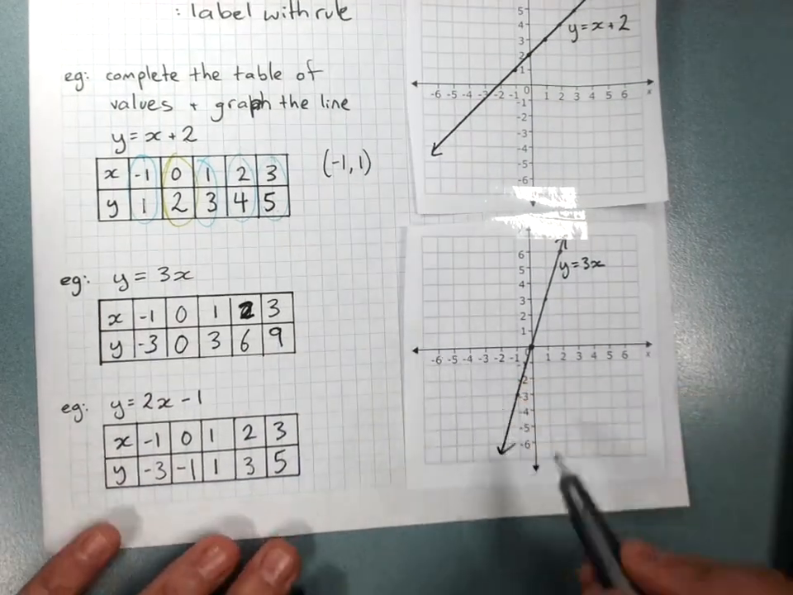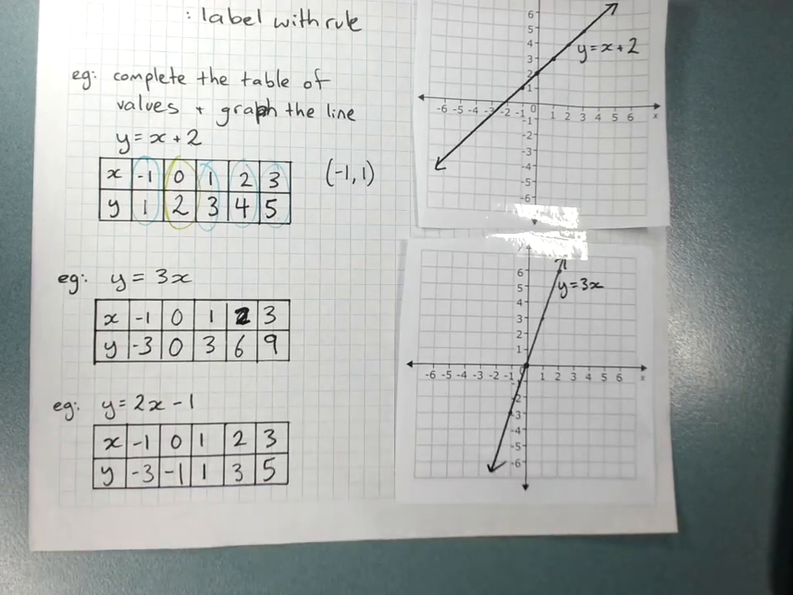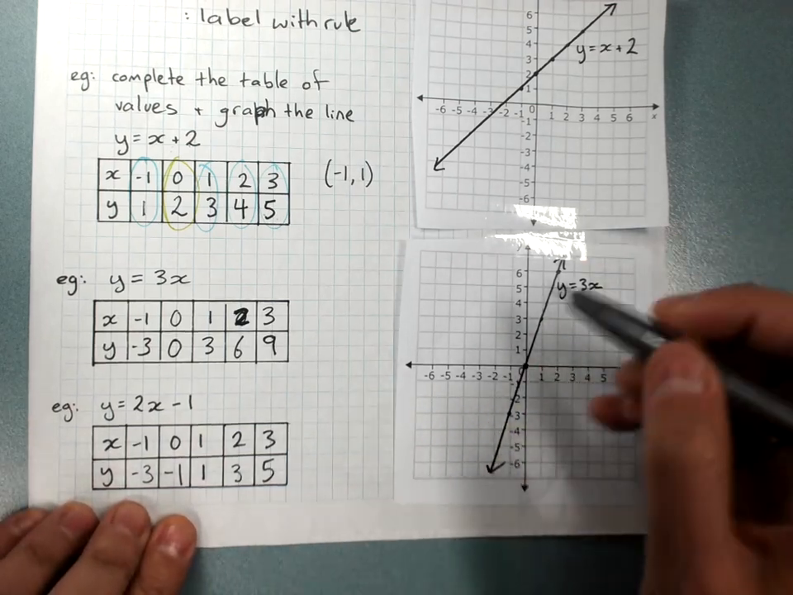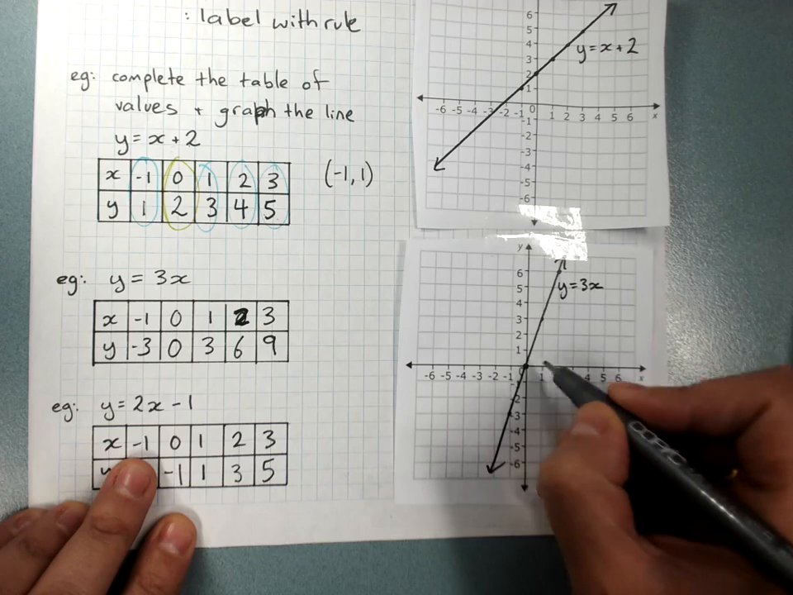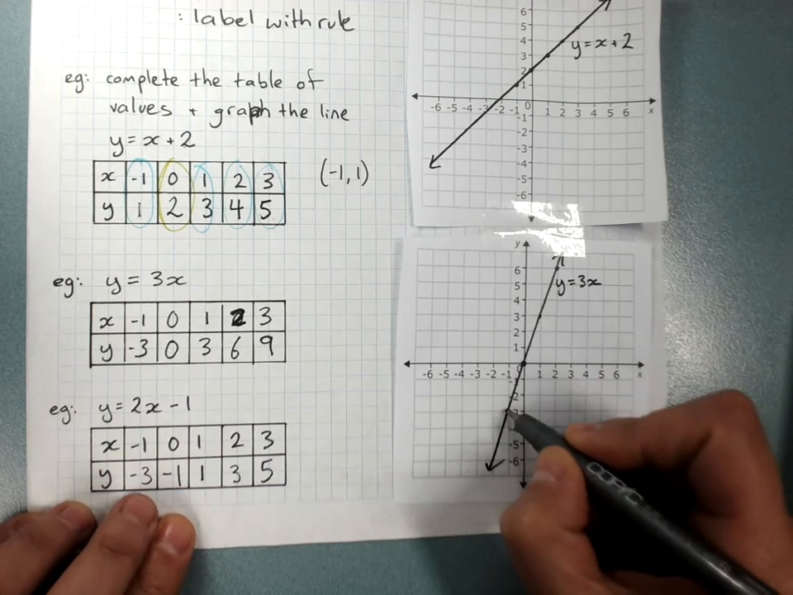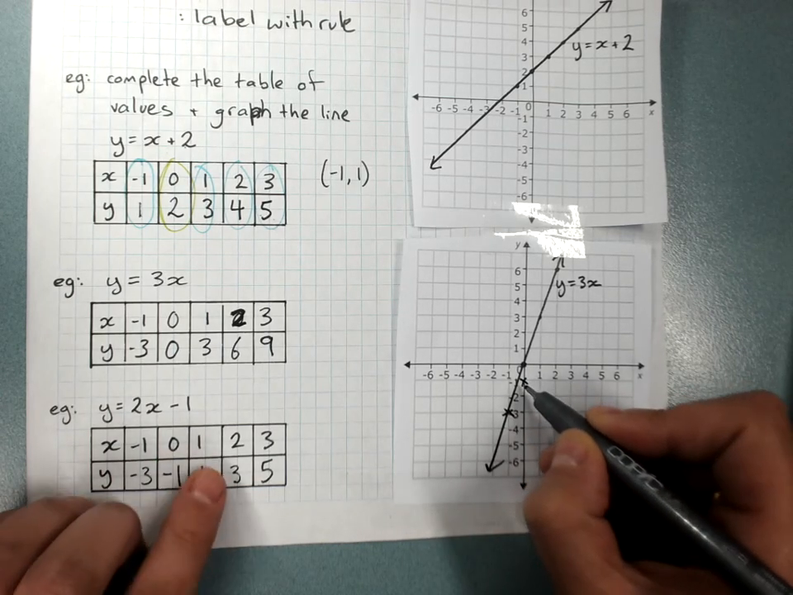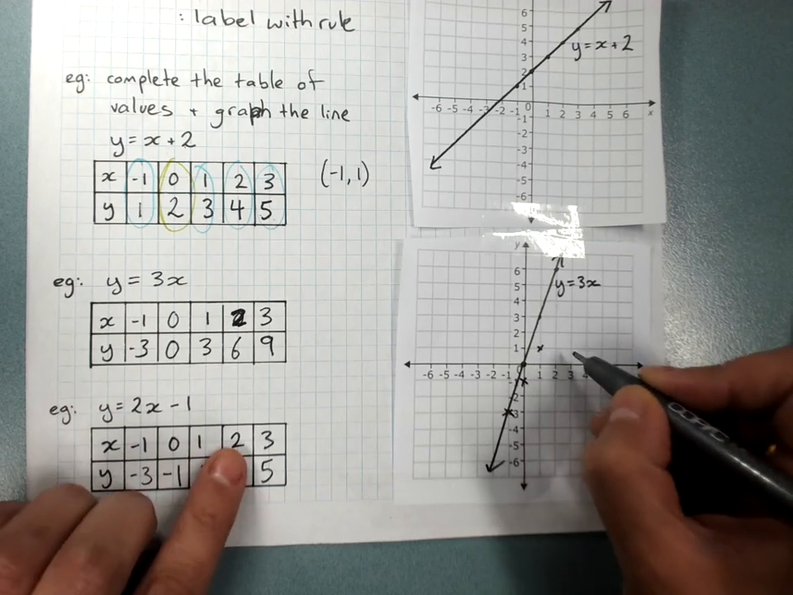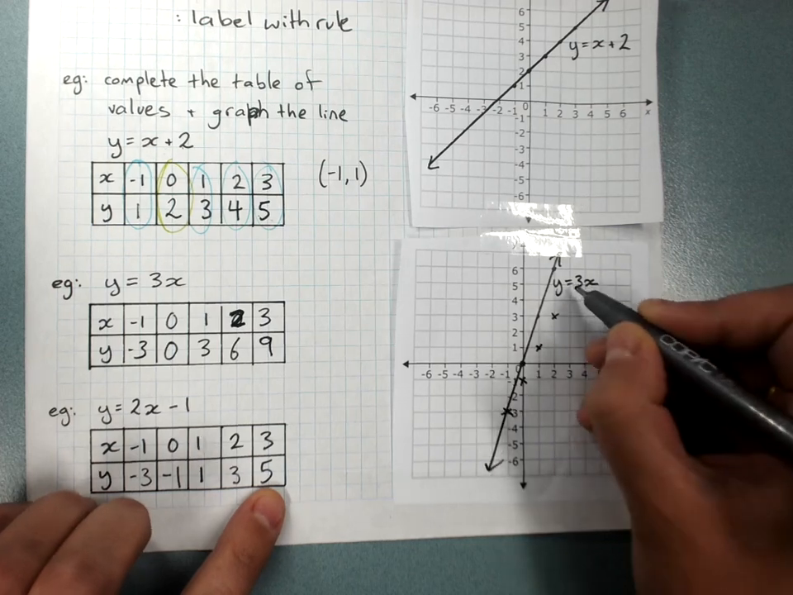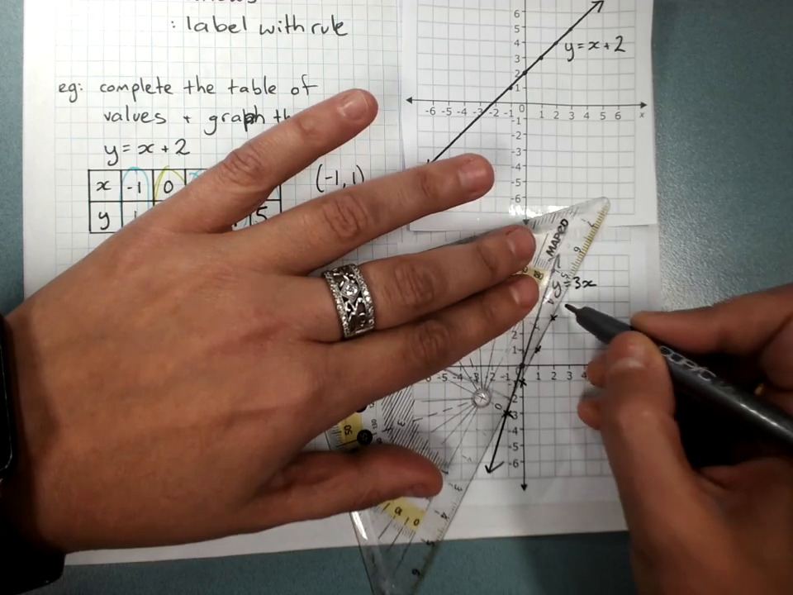We can graph more than one line on the same graph. That's why we label them. It can help to do it in different colours or with crosses instead of dots, and make sure you do one line and finish it all at once before moving on to the next one. -1, -3. Oh, it goes through the same spot. 0, -1, 1, 1, 2, 3, 3, 5. Now we'd possibly leave that one out because we wouldn't want to get our lines confused.